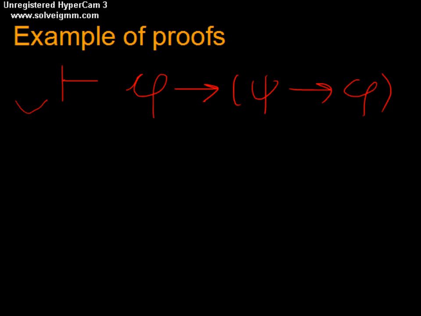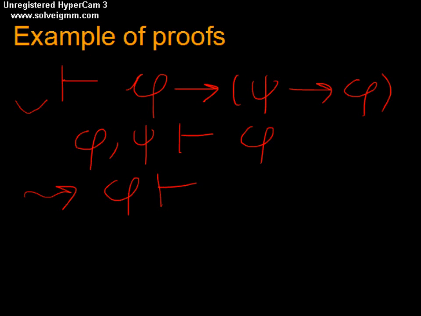Now the proof is as follows. Clearly, from phi and from psi, we can always infer phi, because we know phi is true, so we can infer that phi is true. This is logical. Now we use the conditional introduction to introduce a conditional. And so from phi, we can always infer psi implies phi. Then we can use conditional introduction again, and we obtain the formula that we wanted to prove.